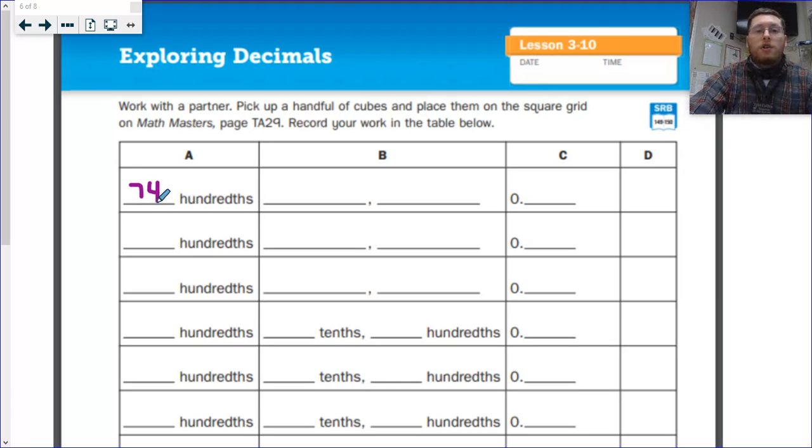So I have 74 hundredths. All right. So with 74 hundredths, I have 7 tenths. Okay. So 7 tenths and 4 hundredths. I'm just going to put an H for that. 4 hundredths. Okay. I'm going to write my decimal, which is 0.74. And then I need to write my fraction. 74 out of 100 pieces. Okay. That's pretty much what you have to do with this right here.